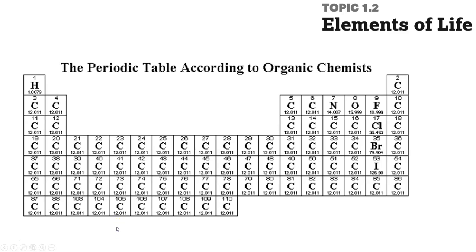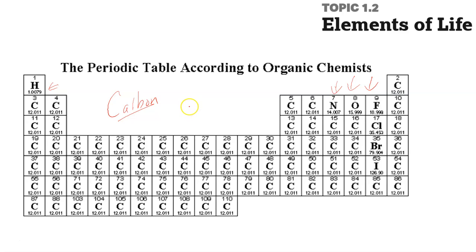So, welcome to topic 1.2. We are talking now about the elements of life. If you look, I have a periodic table here that looks a little funky. You can probably tell because all the atoms on here are carbon. Almost all of them. Anyways, we still have some hydrogen, some nitrogen and oxygen over here, some fluorine, and some of these other gases down here. But in general, we just have carbon.